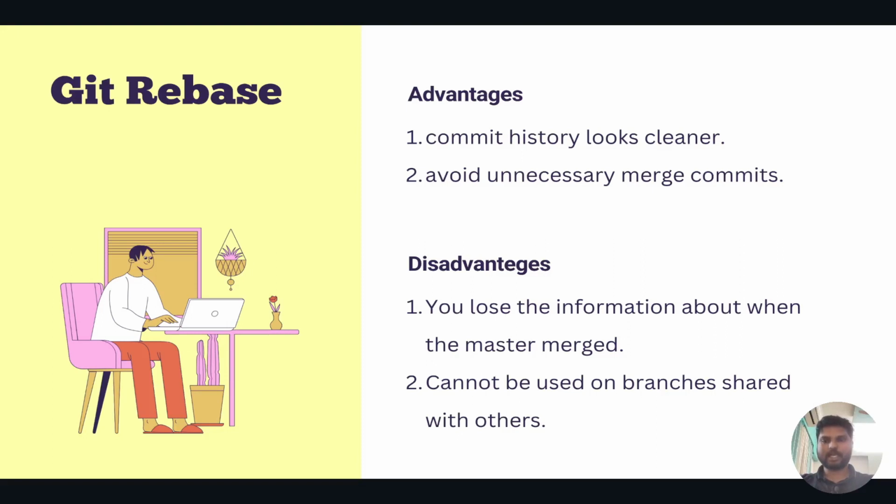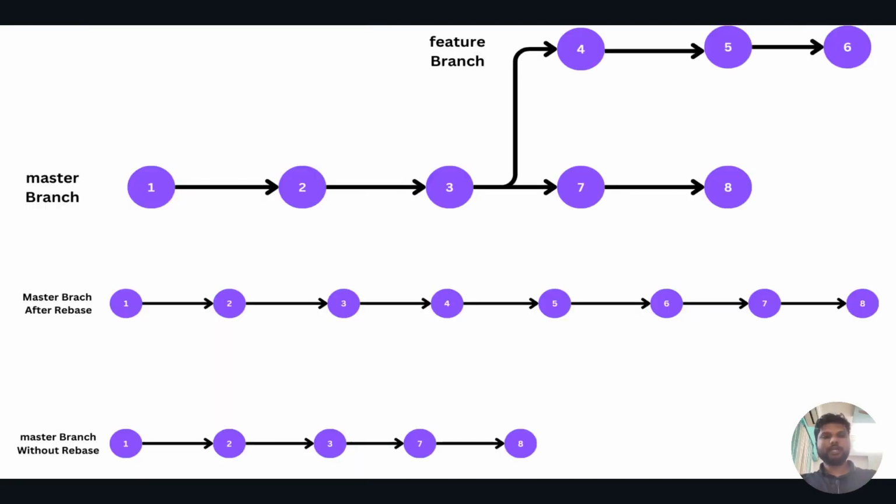And another disadvantage of Git Rebase is that it cannot be used with the branches which are shared with other developers. Now let's try to understand why you cannot use Rebase on public branches which are shared with other developers. So consider this example. We have this master branch and a feature branch, and we have these commits.